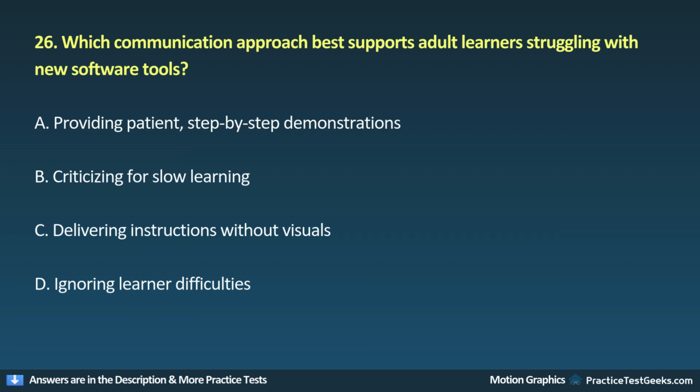26. Which communication approach best supports adult learners struggling with new software tools? A. Providing patient, step-by-step demonstrations. B. Criticizing for slow learning. C. Delivering instructions without visuals. D. Ignoring learner difficulties.